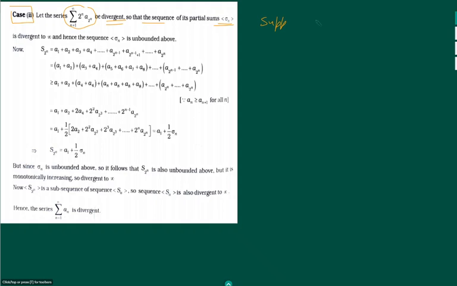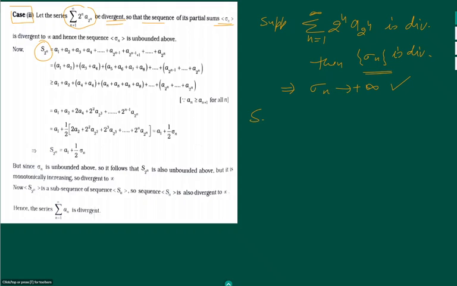Alright, suppose the summation of 2 raised to power n times a of 2 raised to power n, n varying from 1 to infinity, is divergent, then the sequence of its partial sums is also divergent. Alright, and since sigma n is a monotonically increasing sequence, this implies divergence means sigma n diverges to plus infinity, because a monotonically increasing sequence is either convergent or diverges to plus infinity. If it is divergent, it is divergent to plus infinity. Now you consider S of 2 raised to power n.